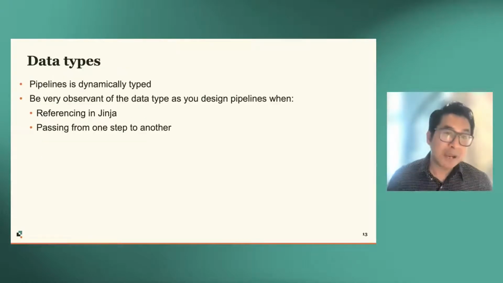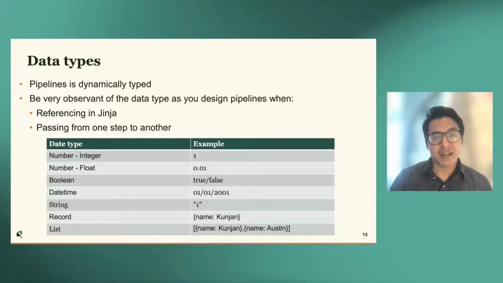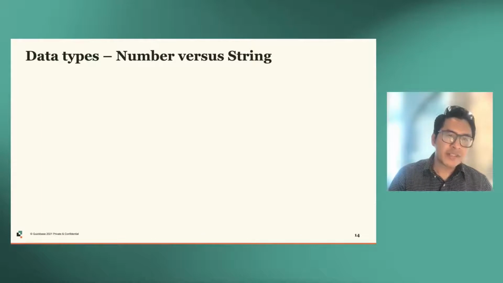First and foremost, pipelines is a typed system. We care about types a lot. So it's very important to be observant about the data types when you reference them in a Jinja function, or when you pass them from one step to another step, or when you pass them from one system to another system. These are the kinds of data types that we have: number types, string types, and Booleans. It's really important to be careful about the differences between one and the other. We will go deeper into some pitfalls on mistaking number versus string, and a list of records versus a single record.